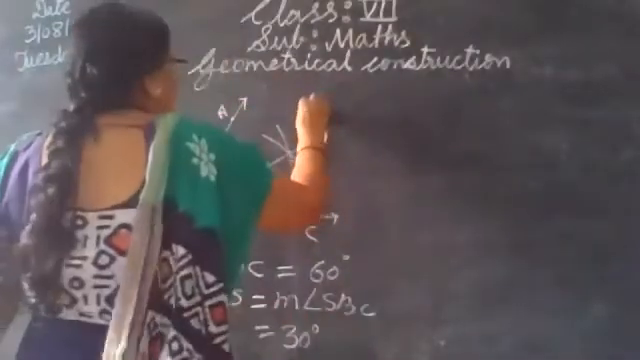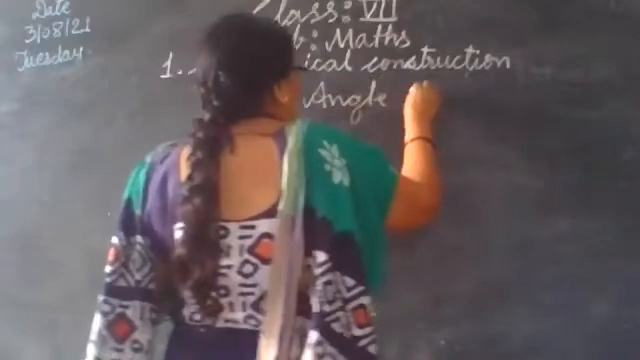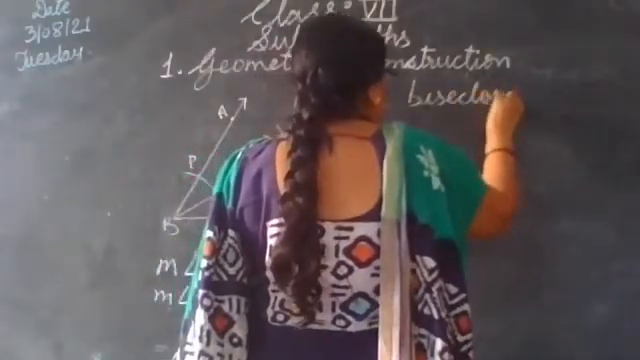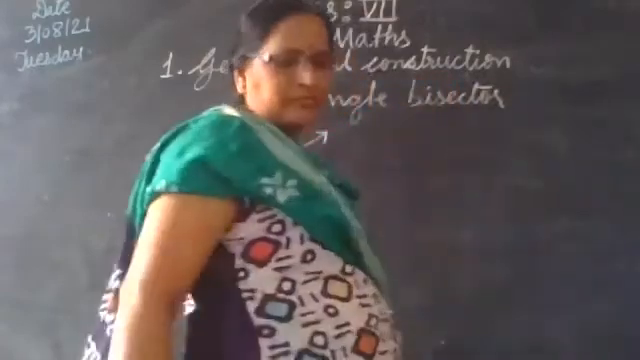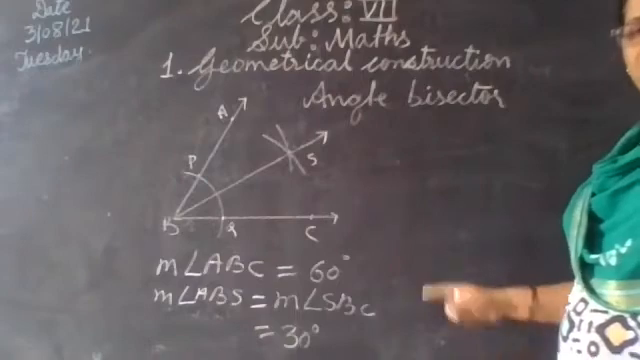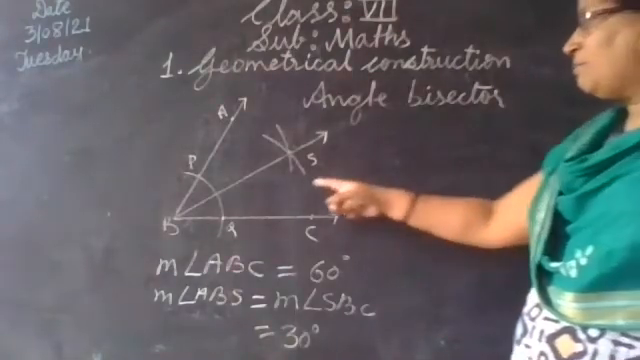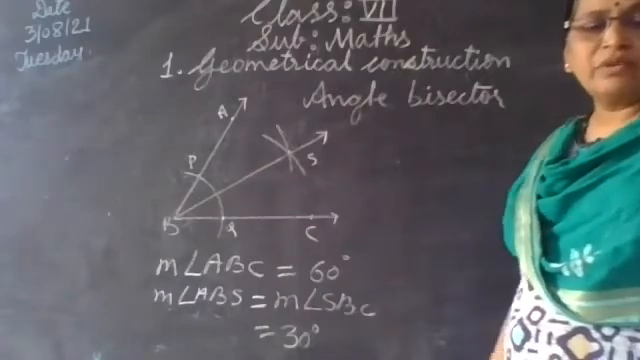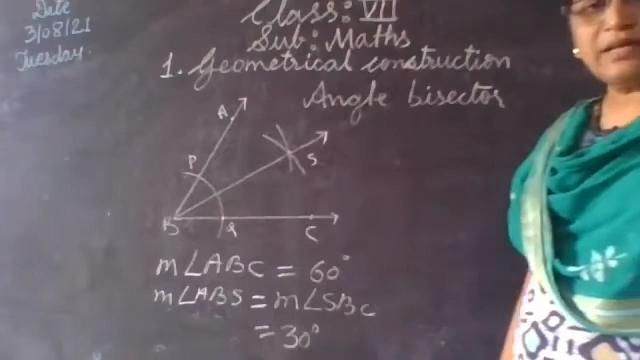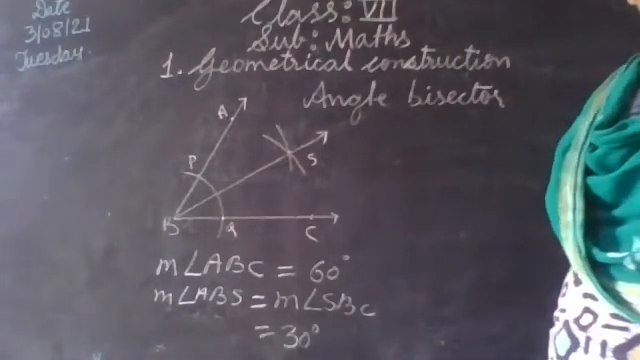Now write down the heading: Angle bisector. Okay. So you have to try this. Draw an angle of any measure and bisect it with the help of compass and the ruler. Got it, beta? Okay. Now let us learn another thing.